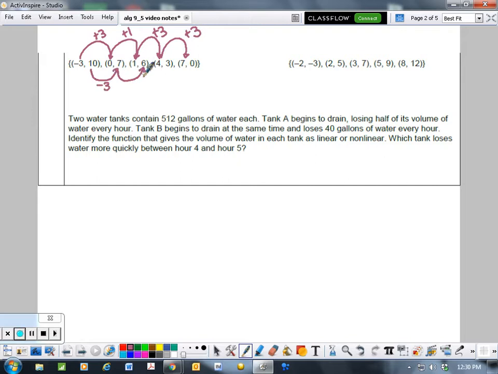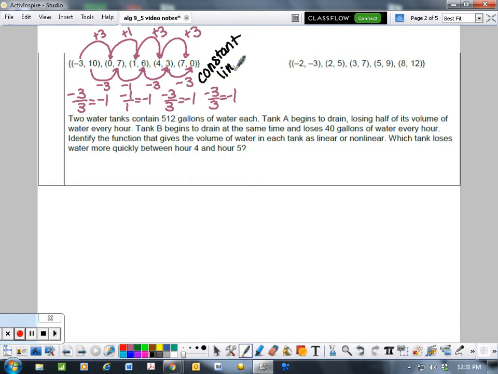I am minusing 1. I'm minusing 3. And I'm minusing a 3. So now let's compare those as a rate of change. So we do y over x, so negative 3 over 3 gives us negative 1. And then y over x, negative 1 over 1 gives us negative 1. Negative 3 over 3, negative 3 over 3. Since they are all the same, this is considered constant rate of change. And it is going to be a linear function.